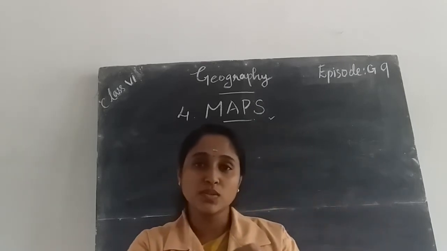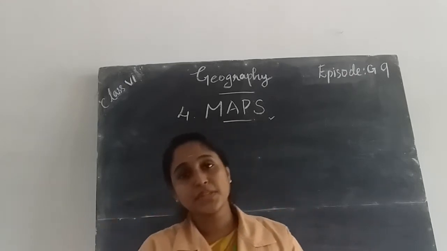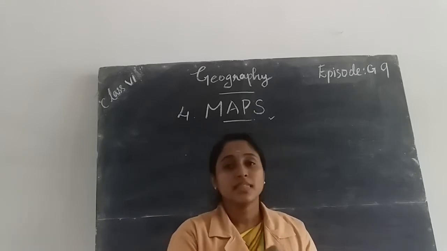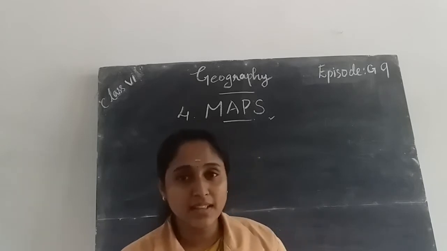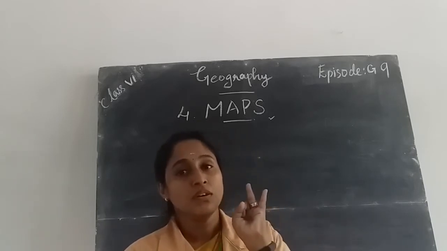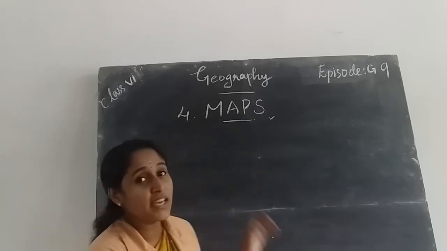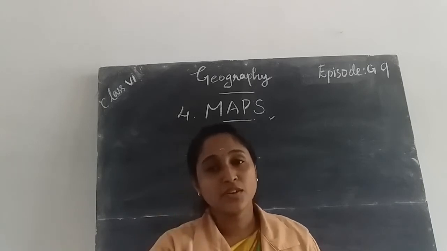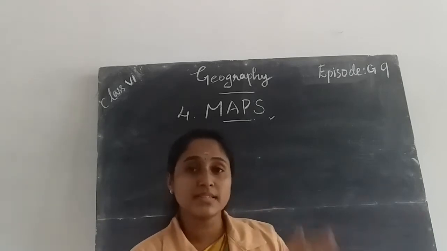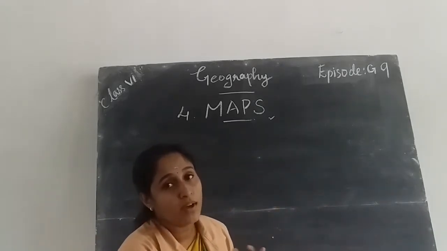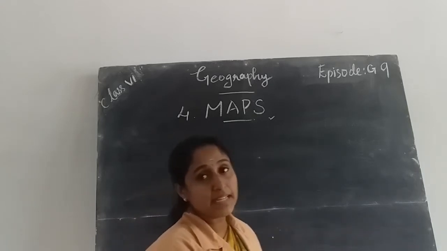A political map shows the political boundaries of countries and states and their capitals, with boundaries, cities and towns. So what do you mean by a physical map? A physical map shows the natural elements like mountains, rivers, plateaus and plains. These types of maps are called physical maps.